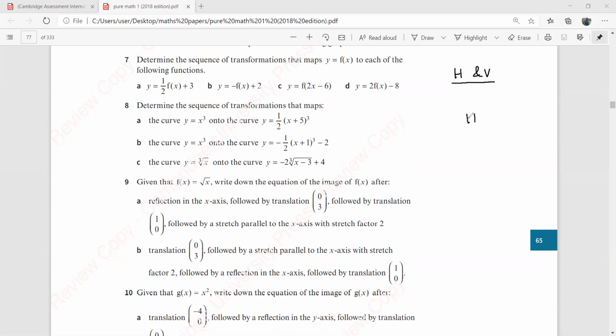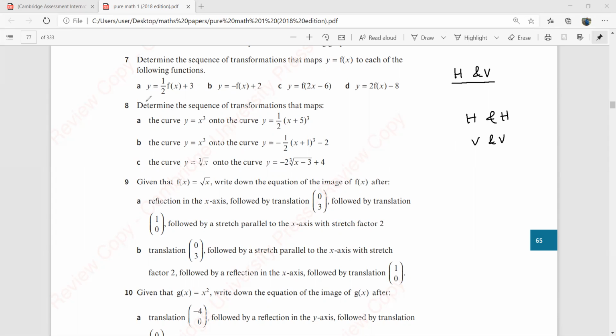Secondly, if there are two horizontal, or two vertical transformations, then you have to be very careful about the order. Yes, you were saying something? Sir, I was saying that vertical follows arithmetic rules, while horizontal opposes. Yeah, exactly.